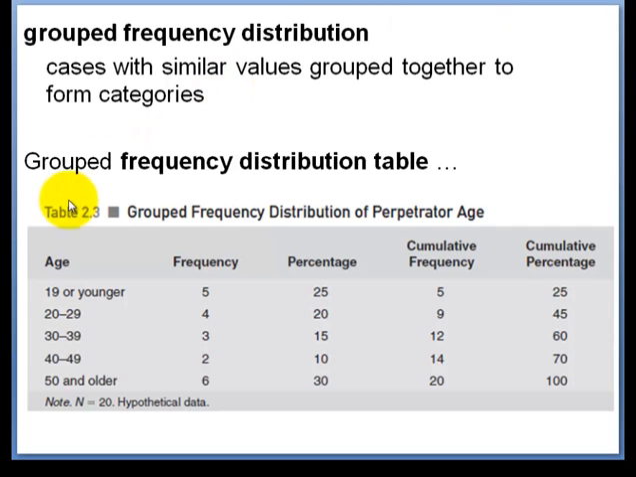The table on this slide is a grouped frequency distribution table, and it's a grouped table because you can see that we have combined perpetrators of similar ages to form categories or groups. Following that grouping, this table presents the same information as did the prior one. So when you group cases together, you've got a grouped frequency distribution table.